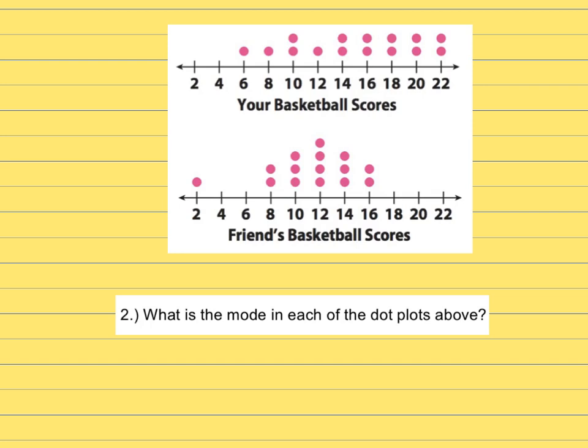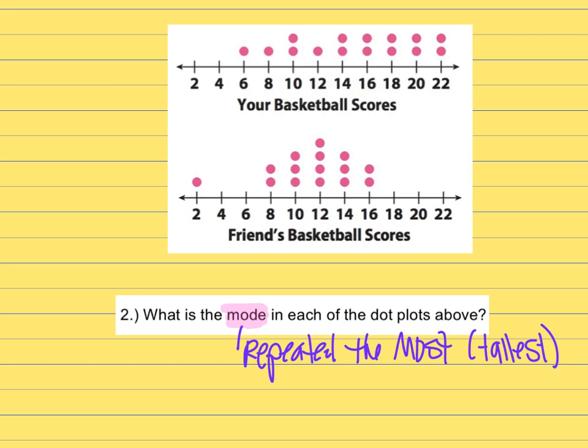So for question two, we still have the same graph. We're still doing my basketball scores with my friend's basketball scores. This time the question is asking for the mode. The mode is very, very easy. The mode is looking for the number that's repeated the most. And it also means which stack is the tallest.